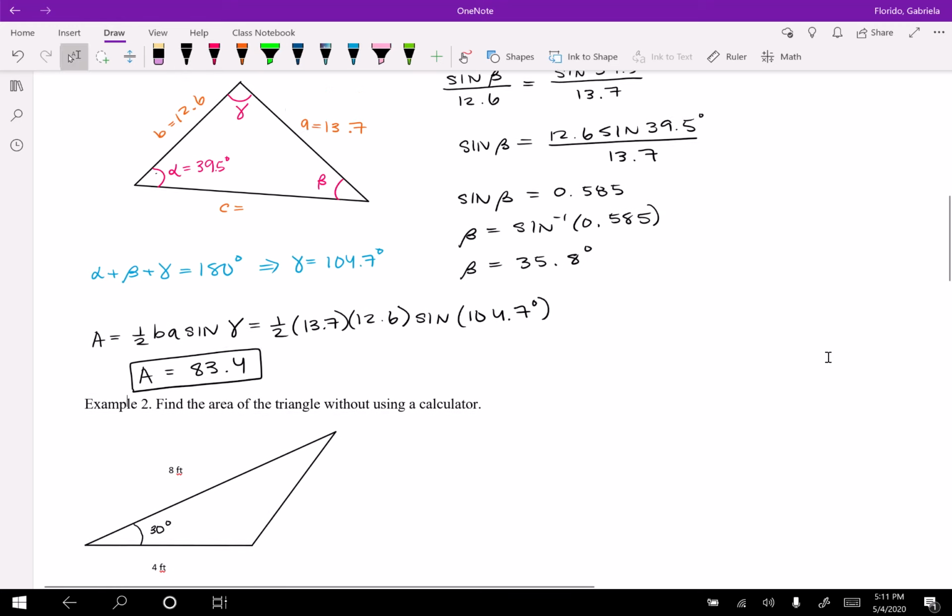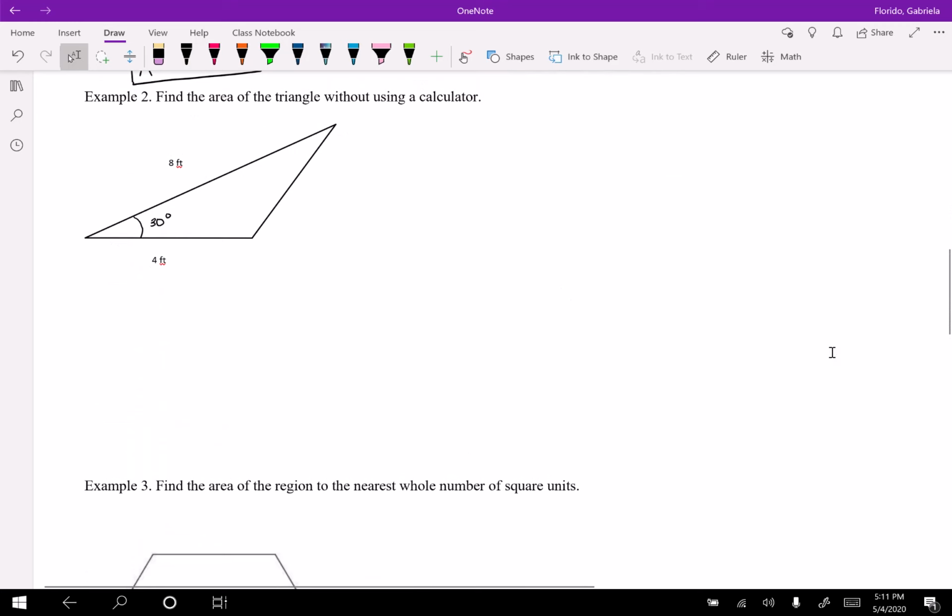Let's try another example. This is example 2. So find the area of the triangle without using a calculator. All right, so that means that we're going to have to use some of the special triangles perhaps. So we're given 30 degrees. We're given that the longest side is 8 feet and one of the other sides is 4 feet. You can label your triangle however you want. So if you want, we could have this be alpha, and again, it doesn't matter if you don't like alpha, maybe we use beta. Okay, so maybe that's beta this time.